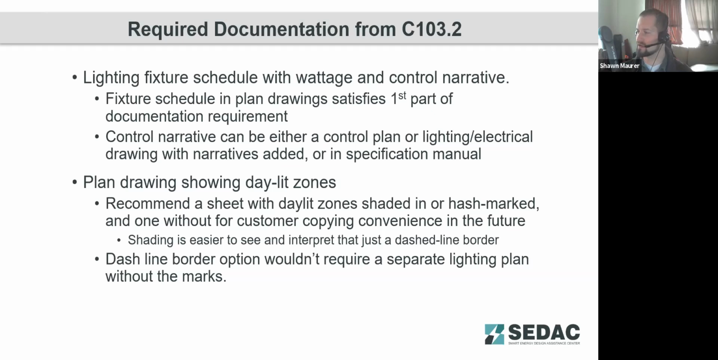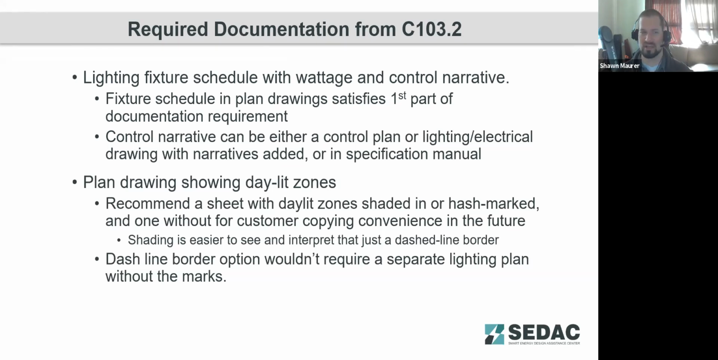We've seen it located in the specification documents as a write-up in paragraph form. We've seen it in a specific lighting control drawing set that has the control narrative or some kind of schematic breakdown of the control system. And we've also seen sometimes where it's included in that fixture schedule as an intent for control for the different lighting types. So there's multiple different ways that can be noted.